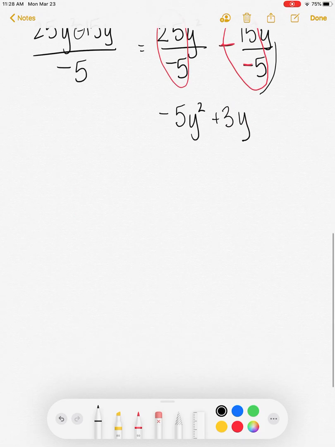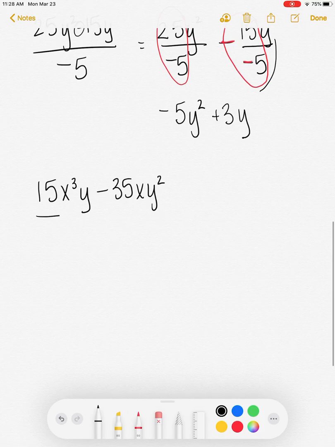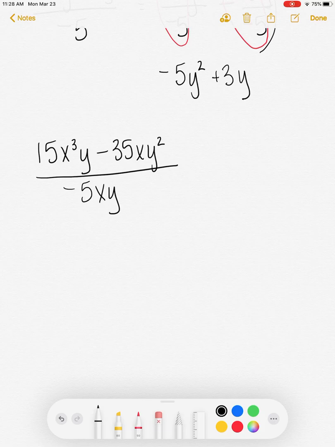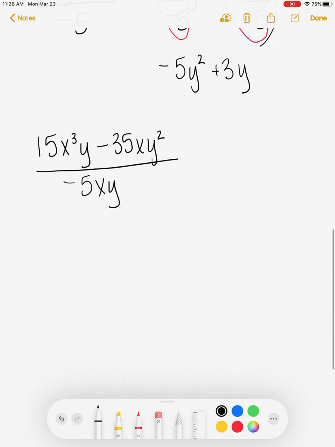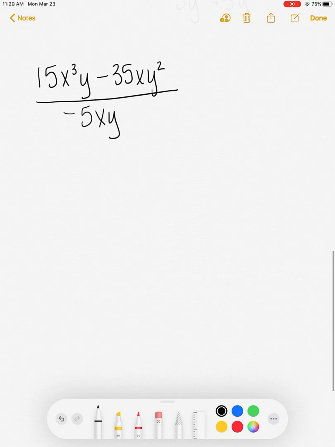All right, let's try one that's a little harder. How about we have this one here, 15x cubed y. We're going to add another variable in there. Minus 35x y squared, all divided by negative 5xy. All right, so let's simplify it by separating the numerator. I think I'm going to go down below because I don't have room beside it there.